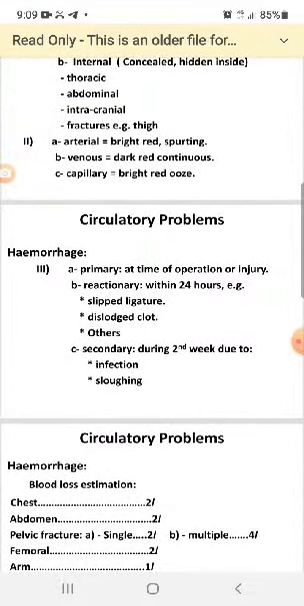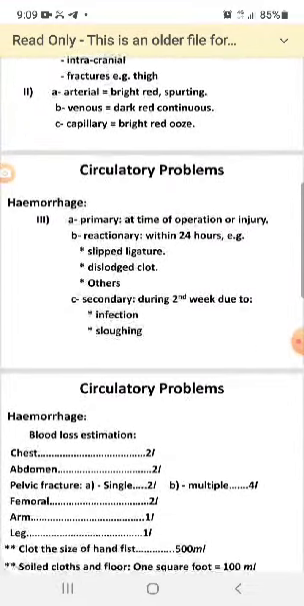A third division of the hemorrhage: it can be primary. Primary means the bleeding is at the time of operation or injury. That means there is an injured vessel and the bleeding starts. Even if you cut the skin, you will have bleeding because you cut some vessels. Reactionary will start within 24 hours after the injury, whether caused by operation or by trauma.